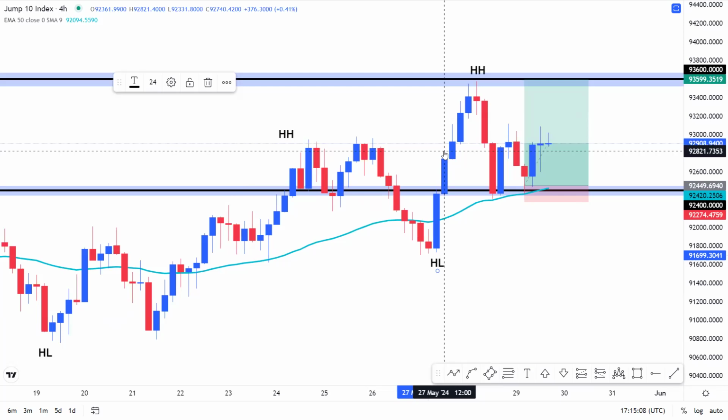Now, guys, I always love to have a minimum of 2 time frames in alignment whenever I'm looking to take a certain trade opportunity.